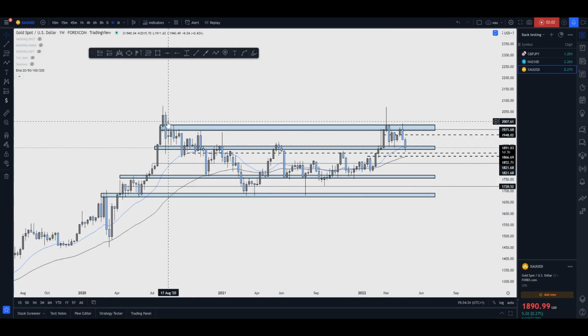So right here, this level is another structural level of supply. Supply is just an abundance of sell orders where people are going to be looking to take sells within the market to put it down. Again, this is another level where I felt the market can potentially sell through.